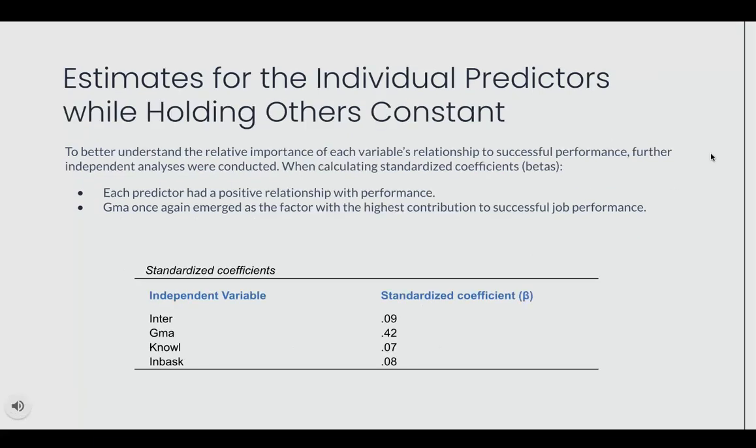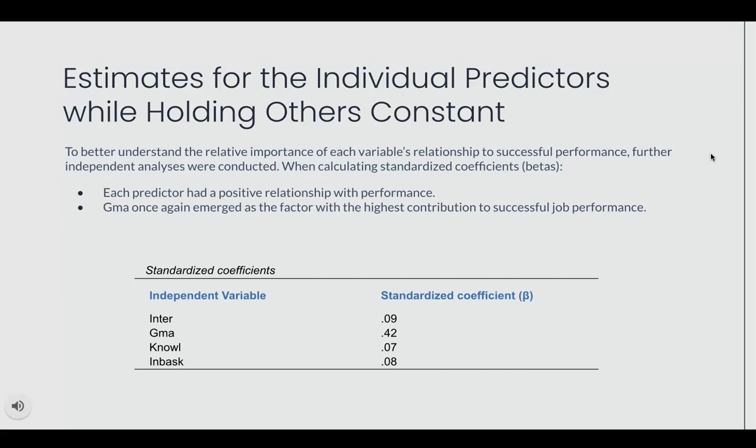Estimates for the individual predictors while holding others constant. To better understand the relative importance of each variable's relationship to successful job performance, the team obtained the independent criterion-related validity estimates for each predictor. This was done by utilizing the beta function in RStudio to produce standardized coefficients. Essentially, these coefficients represent the estimated change in the dependent variable performance per one standard deviation increase in the predictor while holding other predictors constant.